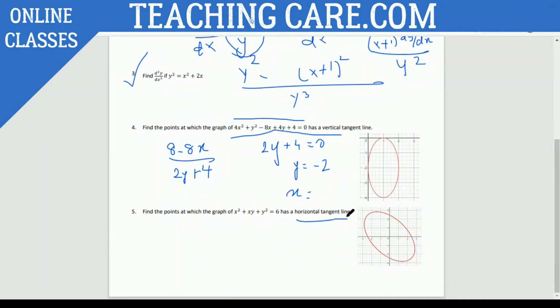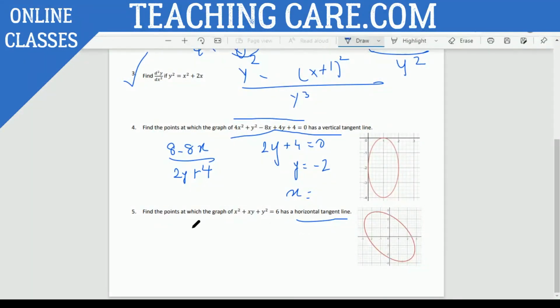Same way for the horizontal tangent line, you will find dy/dx, but you will equate the numerator to 0 and find the values from the denominator. Okay?